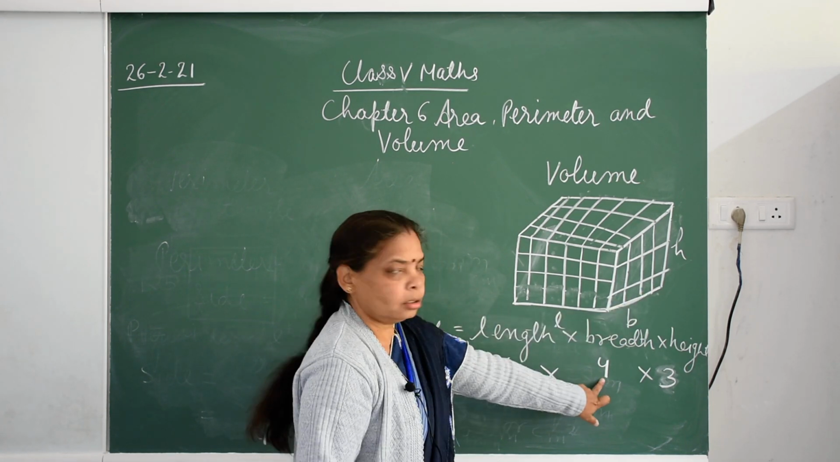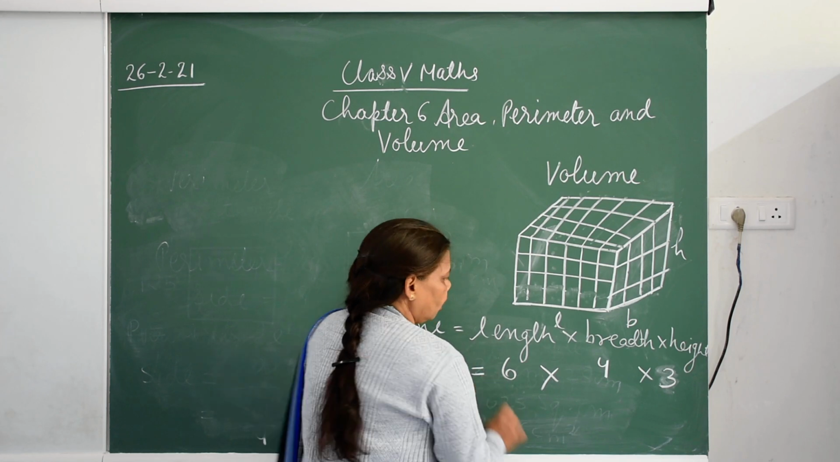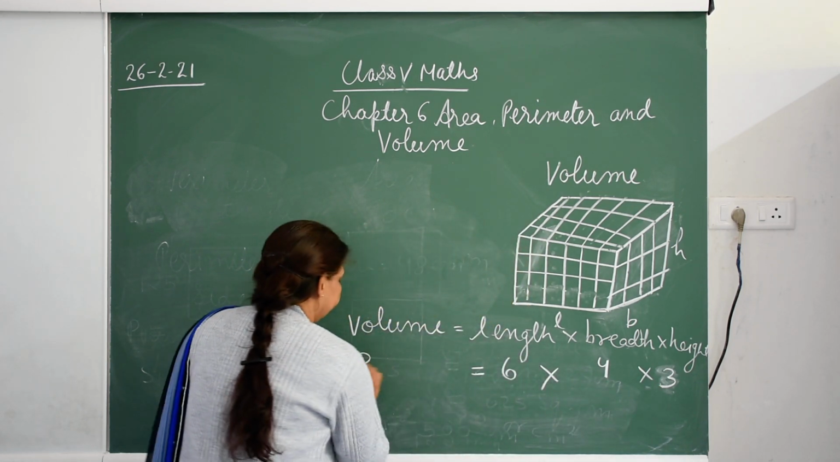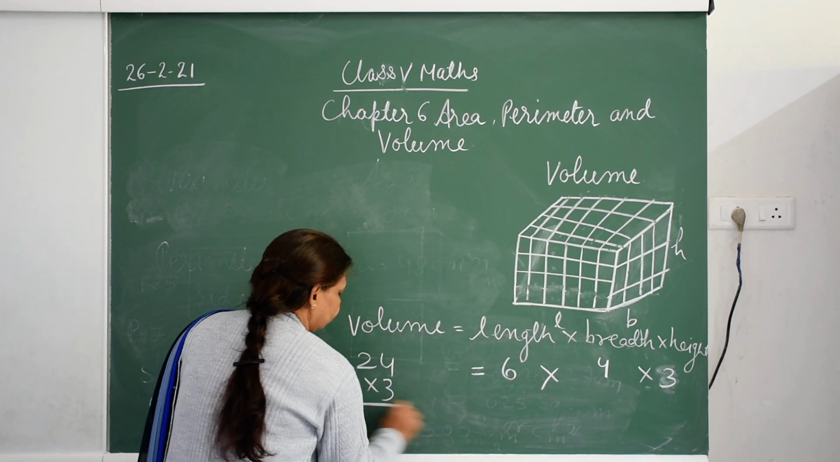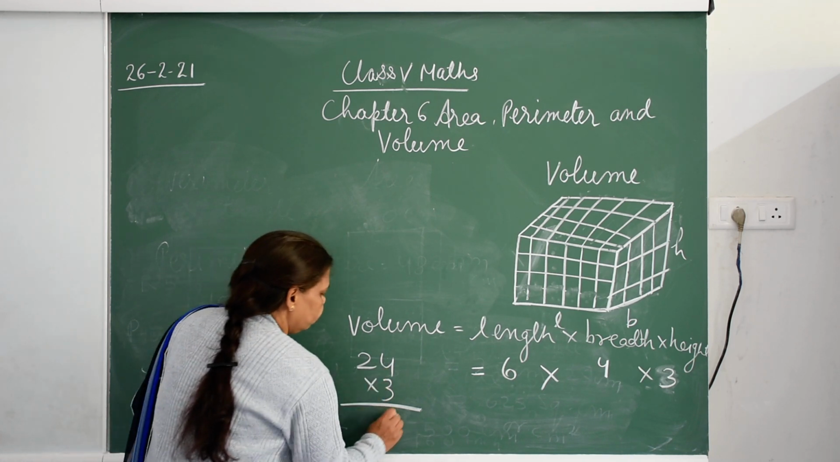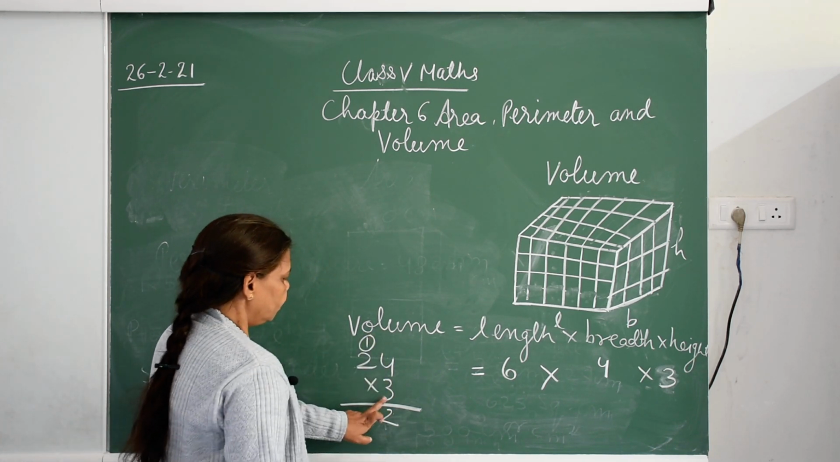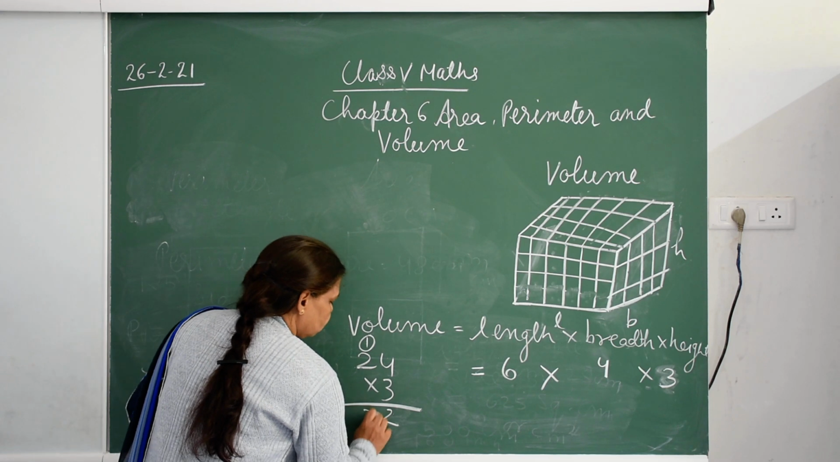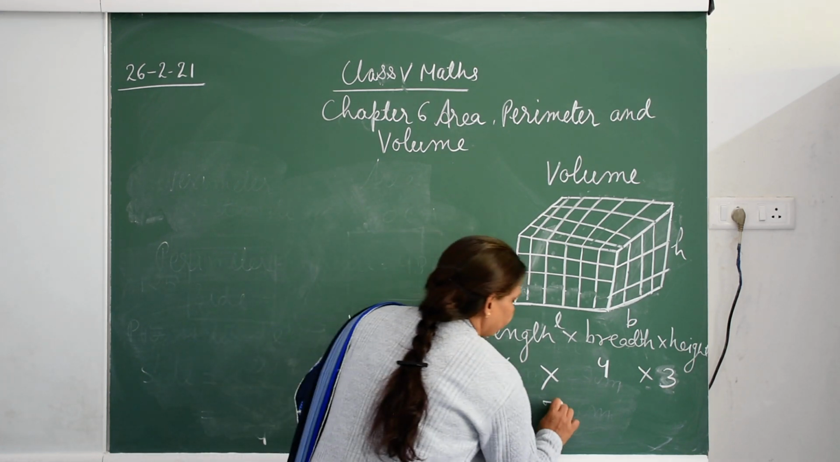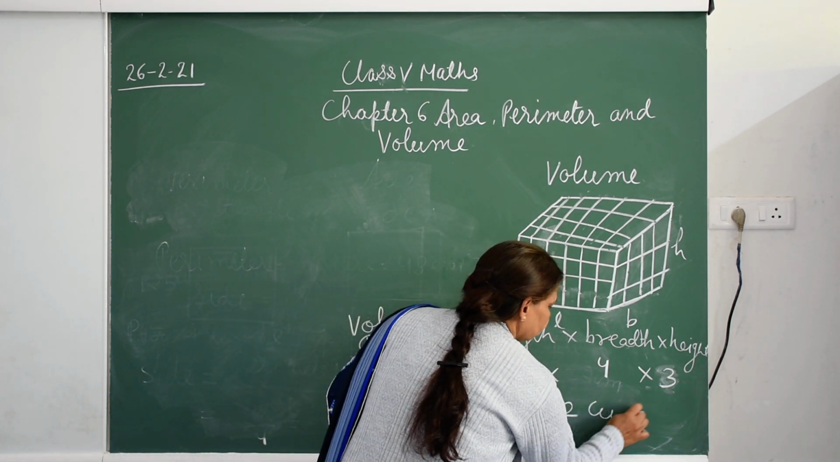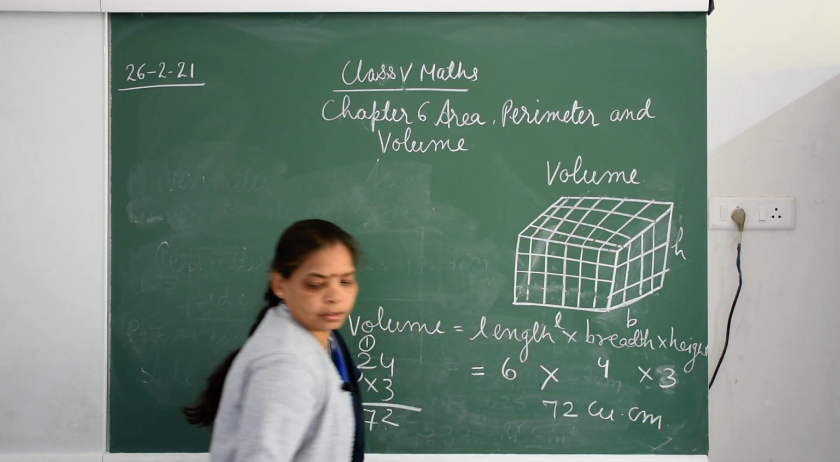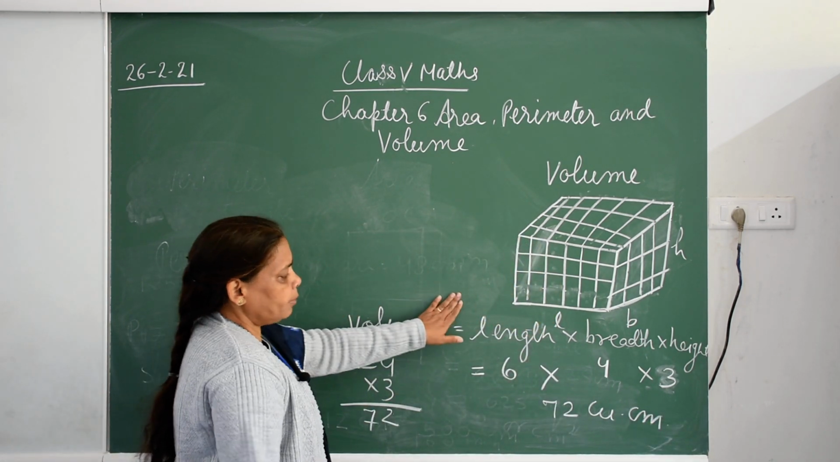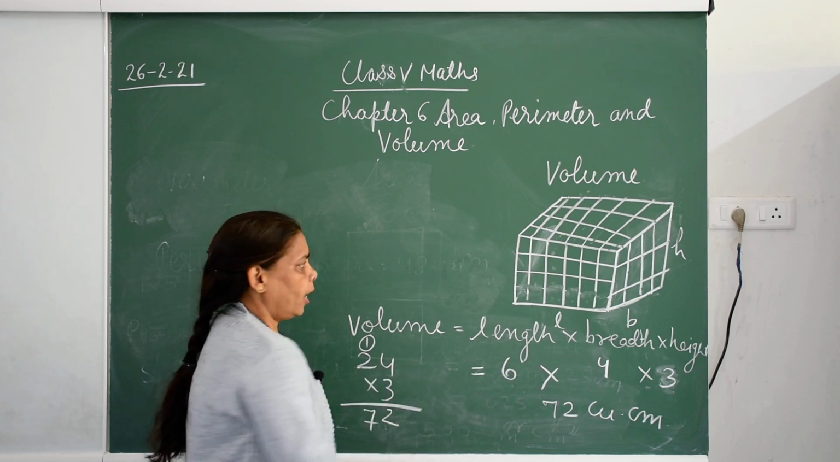So 6 4s are 24. And 24 3s are, 3 4s are 12, carry over 1, and 3 2s are 6, 6 plus 1 is 7, so 72 cubic centimeter. So here 3 dimensions are there: length, breadth and height.